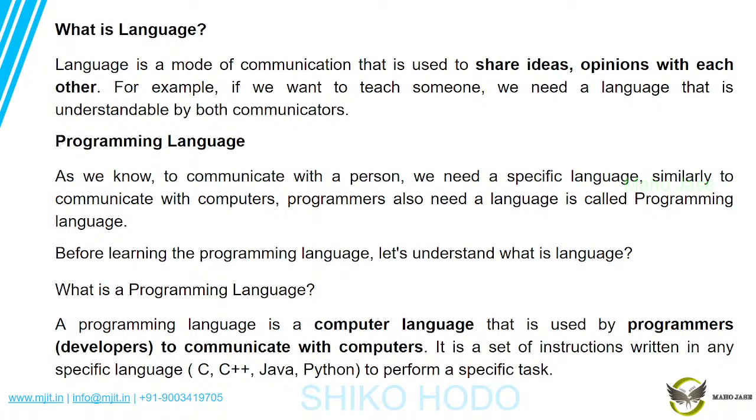So for example, if you want to teach someone, we need a language that is understandable by both communicators. That means if there are two students who have knowledge and also skills to speak English, that would be very good for both of them to communicate.